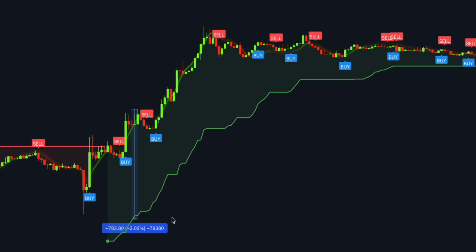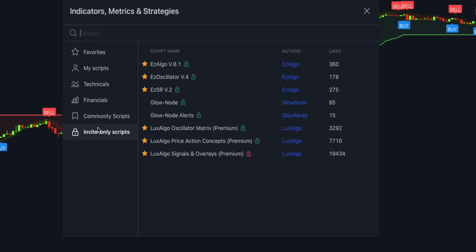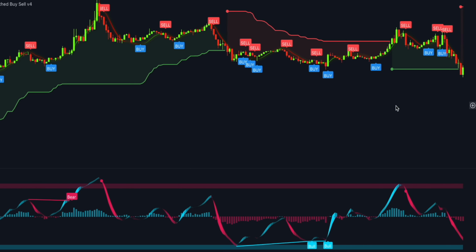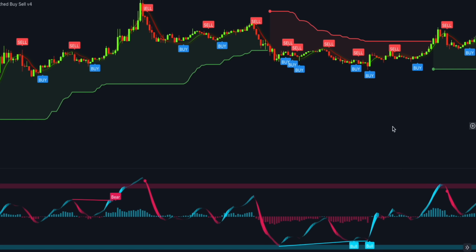As part of this method, we will use another indicator that will assist us in determining when the market is overbought or oversold. This powerful indicator is called the Easy Oscillator VI4. We'll leave the indicator's link in the comments. This tool is specifically designed for finding real-time divergences in the market, as well as overbought and oversold conditions.